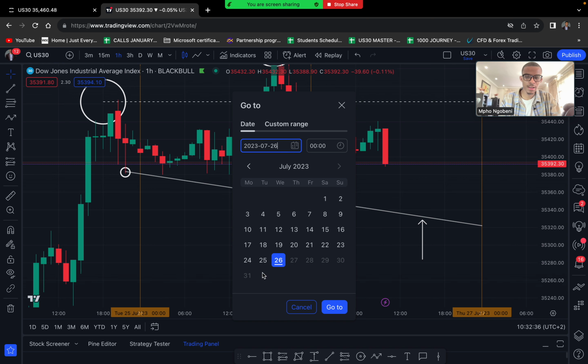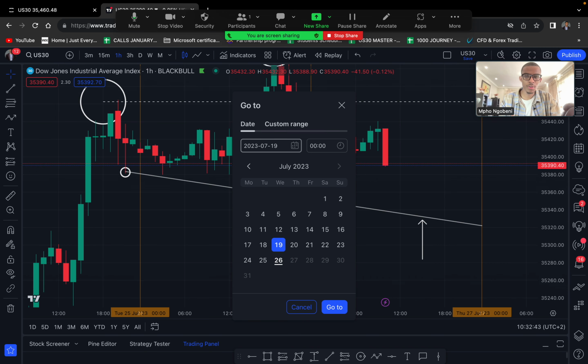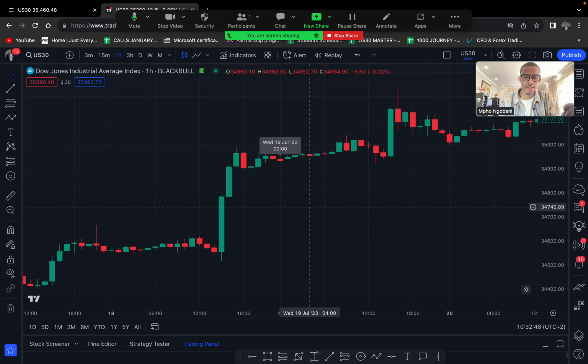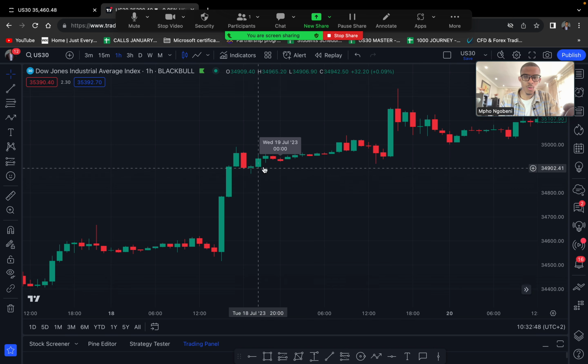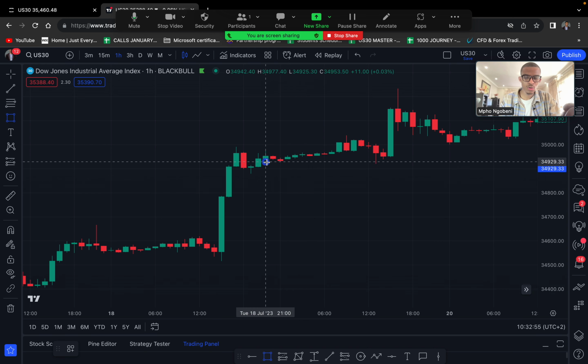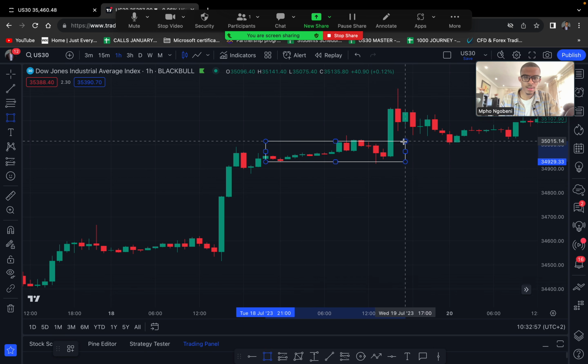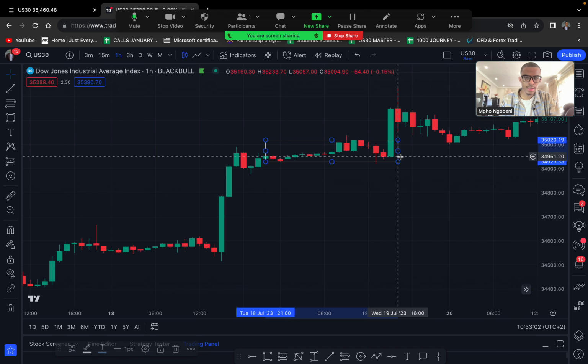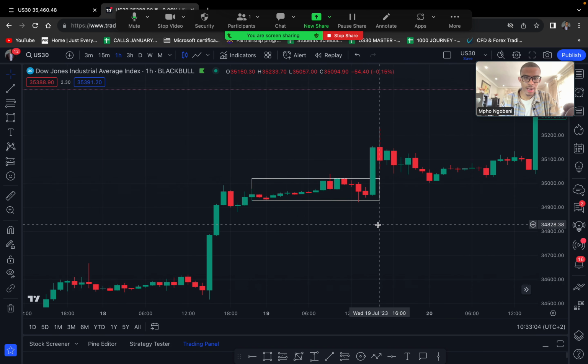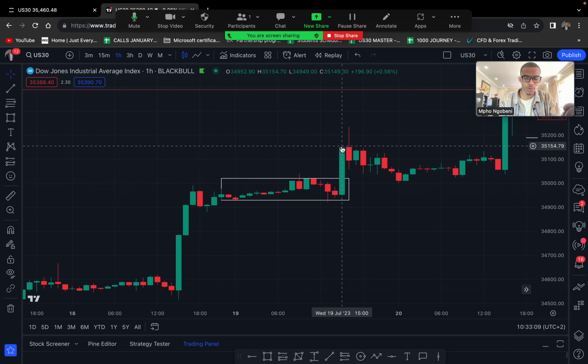We use our calendar. It's a Wednesday today, so we're just gonna go to the previous Wednesday, which is on the 19th. Gonna go to the 19th and try to see what happened that Wednesday. And then what I see is the market consolidating and then pushing high, then going for sales.